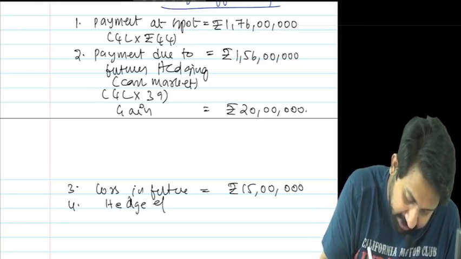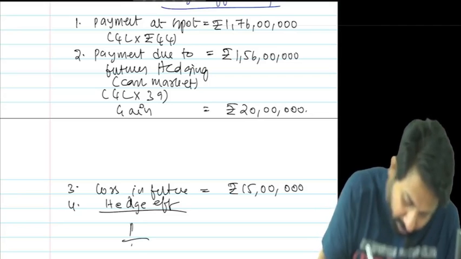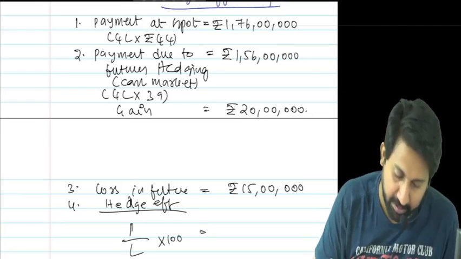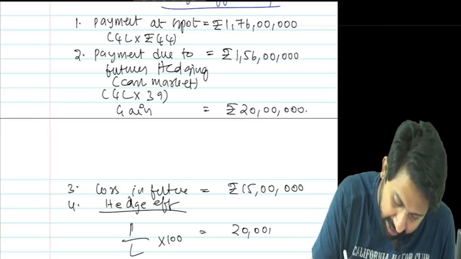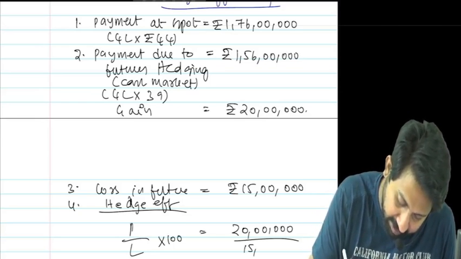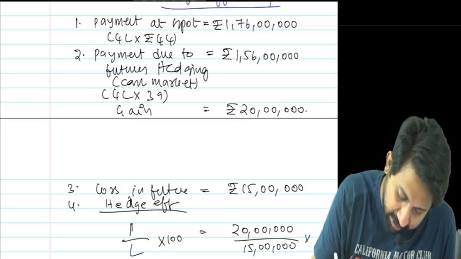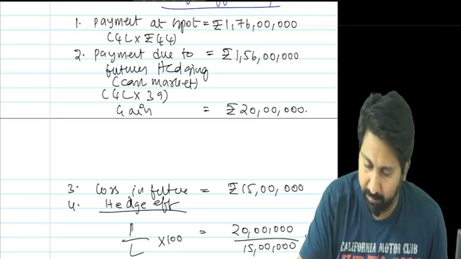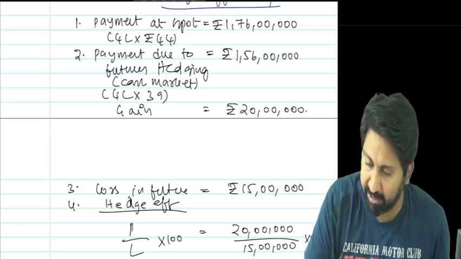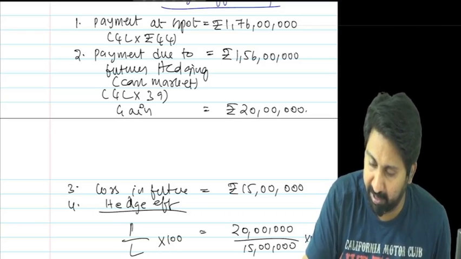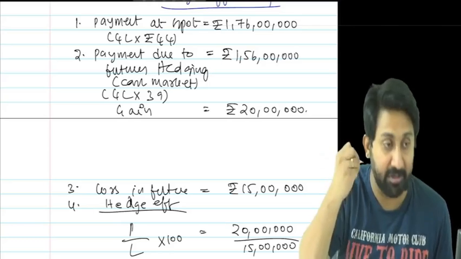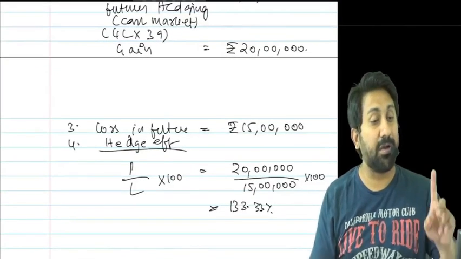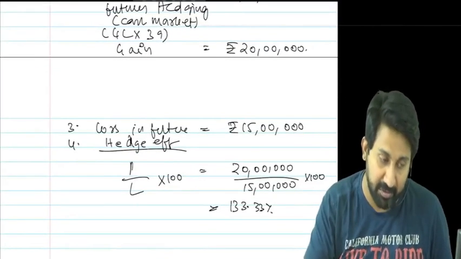Hedge efficiency equal to profit by loss into 100. What is the profit? 20 lakhs divided by loss 15 lakh into 100. Hedge efficiency is 133.33%. Okay, so what is the meaning of this 133.33%?